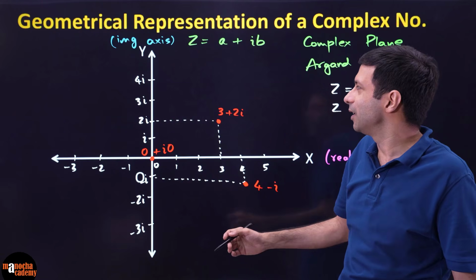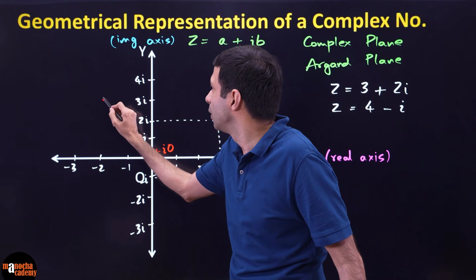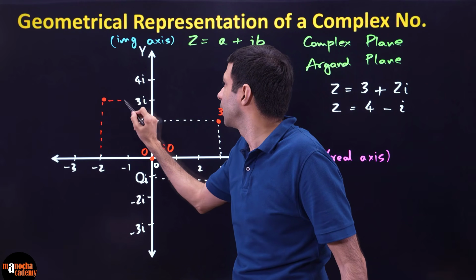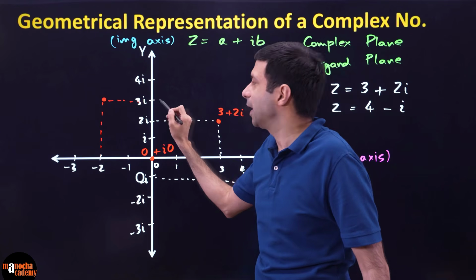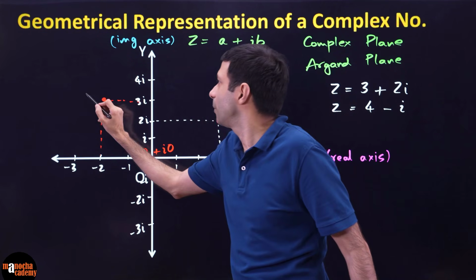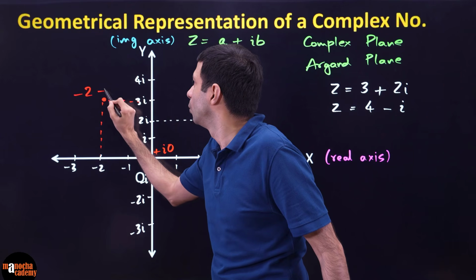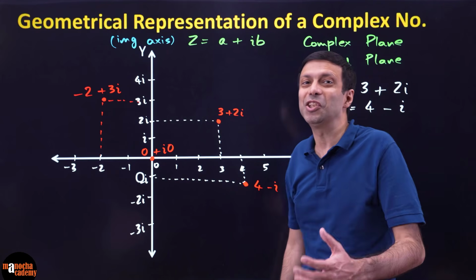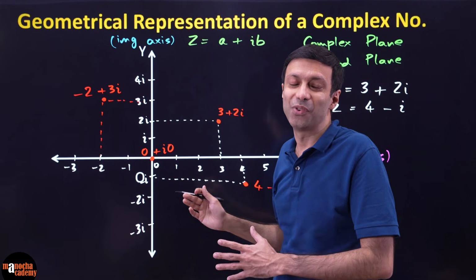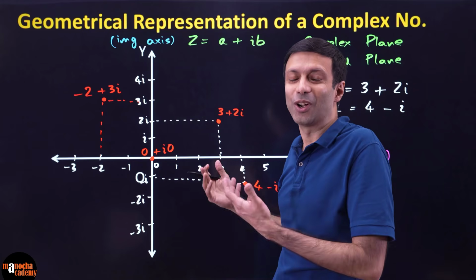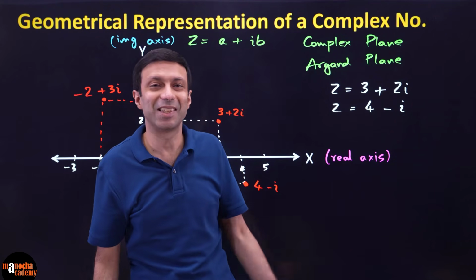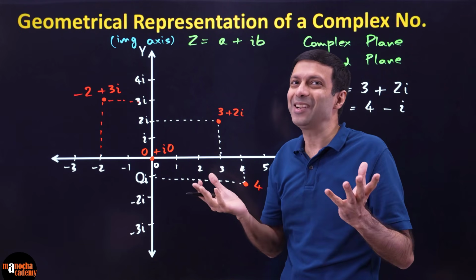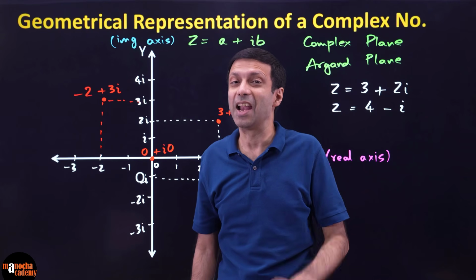And if I give you any other number like this, like if I tell you what is this number, you can easily read it off, right? You look at the real part, so that's minus 2. You look at the imaginary part, that's 3i. So you can easily represent this number, minus 2 plus 3i. So this is the geometrical representation of complex numbers on what is called the complex plane, or also known as the Argand plane.